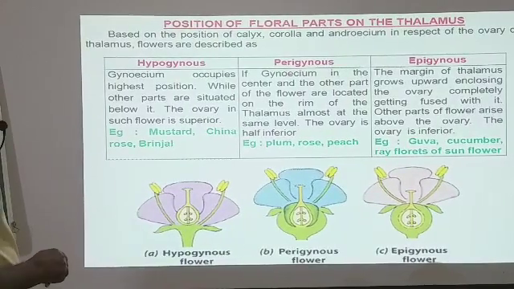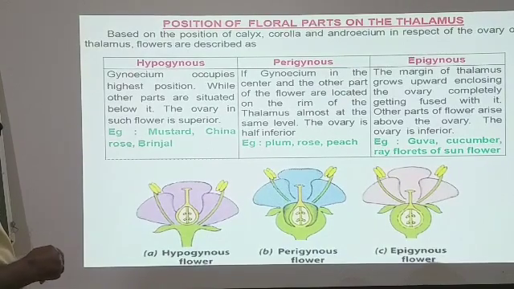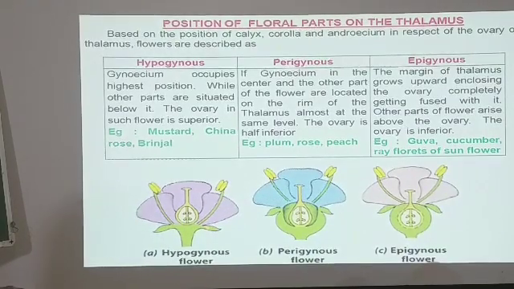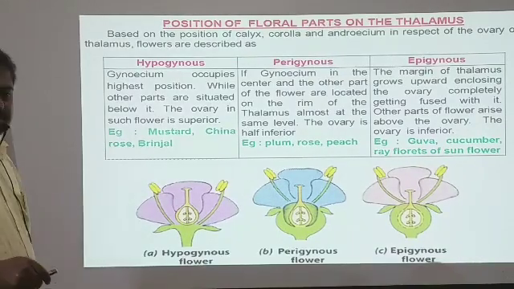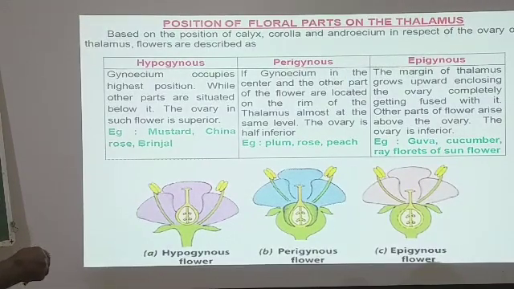In the hypogynous flower, the gynoecium occupies the highest position. You see, this is the highest position. The other floral parts like the calyx, corolla and androecium are present below the gynoecium. This is the ovary part, and the other parts arise below the gynoecium. Such an ovary is a superior ovary. That means the gynoecium occupies the highest position, while the other parts are situated below.